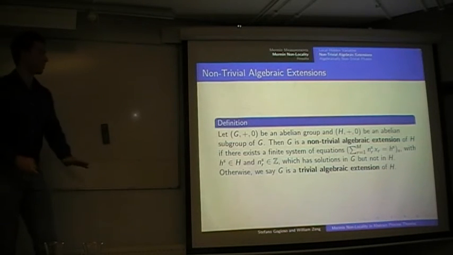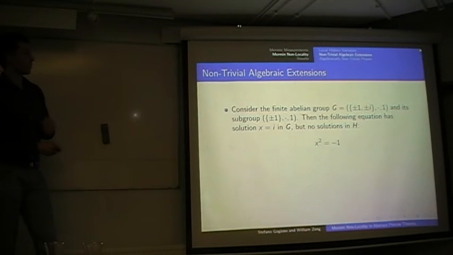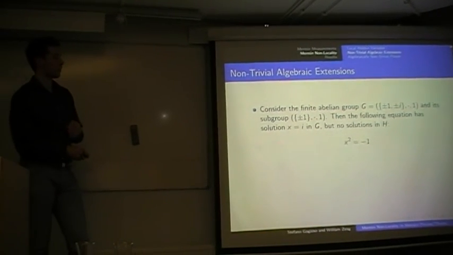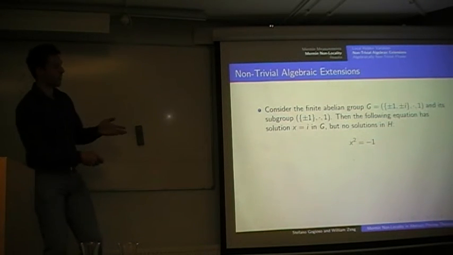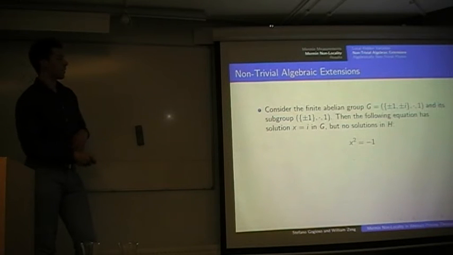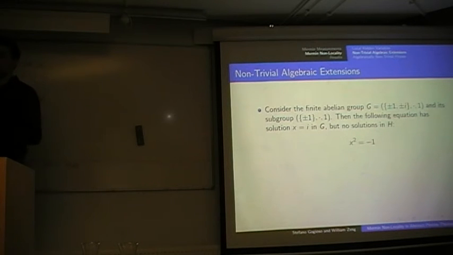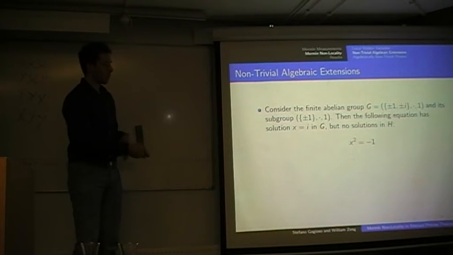Best to illustrate this with an example. So let's look at a really simple example, multiplicative groups in this case. We'll look at the finite abelian group +1, -1, plus i, minus i with multiplication, and then this simple subgroup of plus or minus 1. Here's an example of an equation which has a solution in G but no solution in H. This is a multiplicative group, so the coefficient is an exponent. So this is an example where G is a non-trivial algebraic extension of H. Here, we only have one equation in the system, but in general, we can have a system of equations.